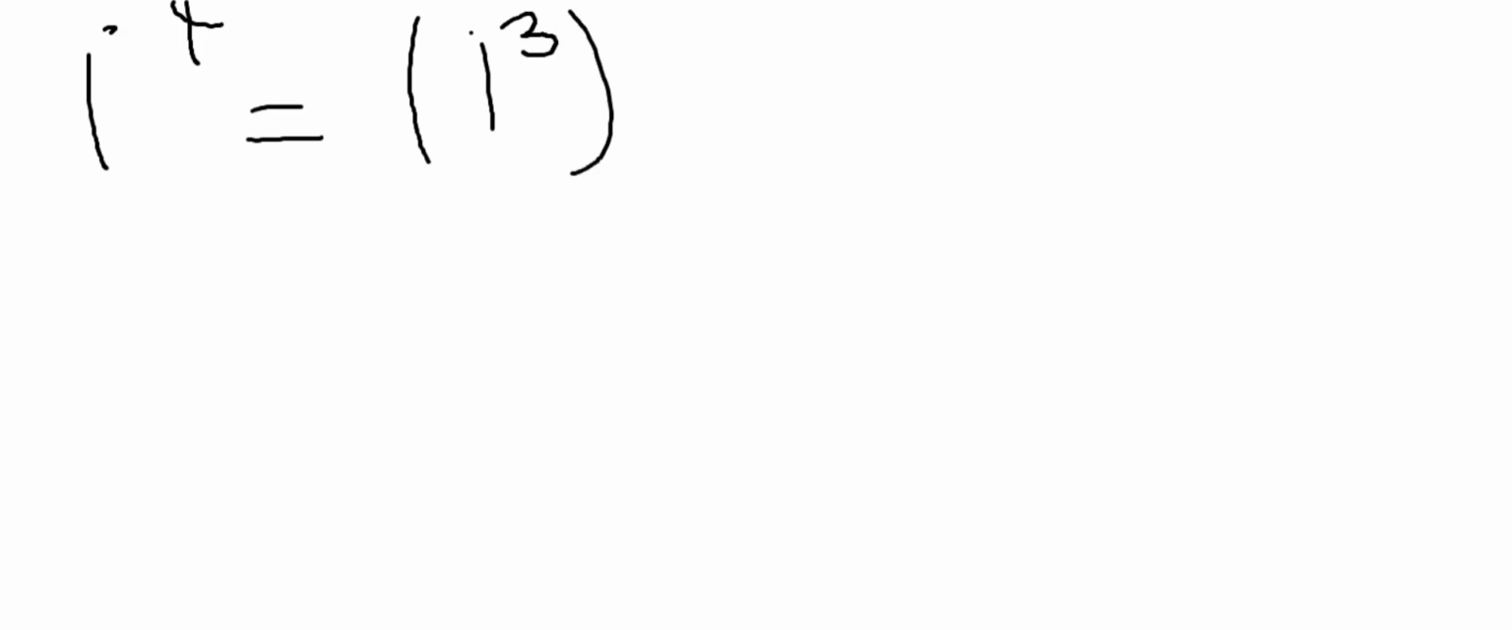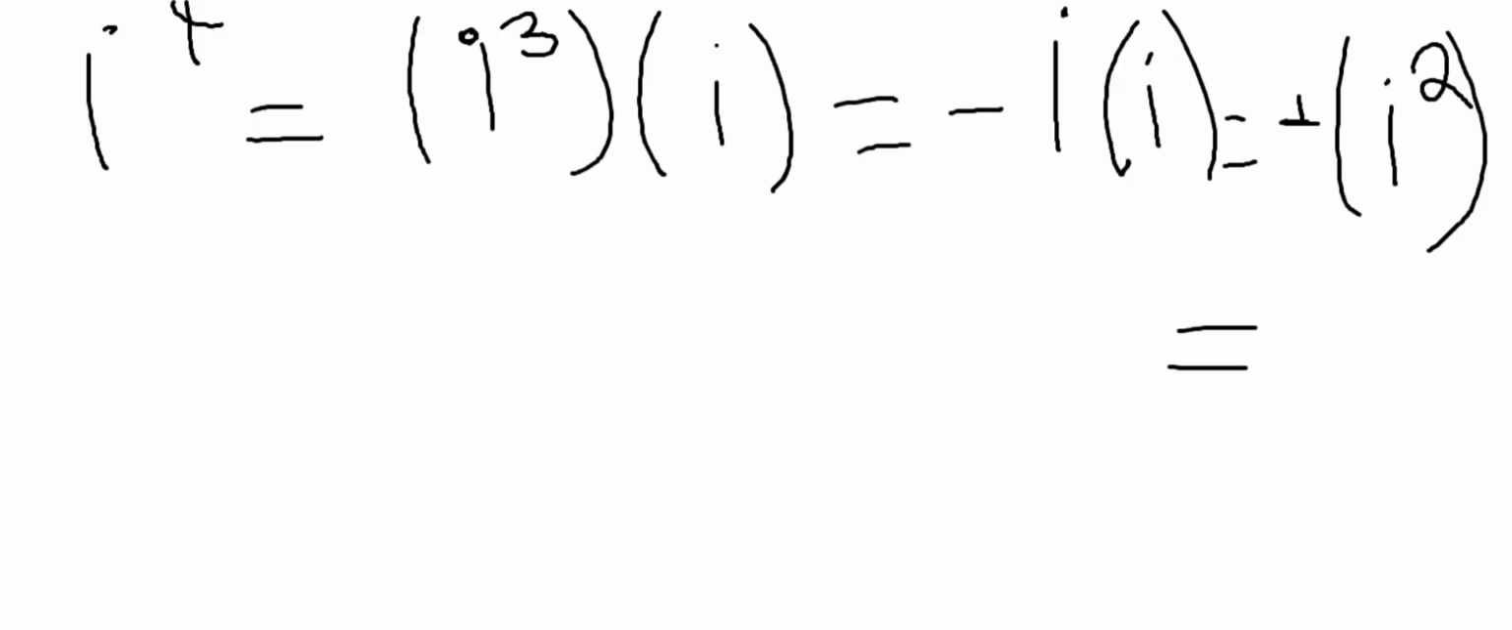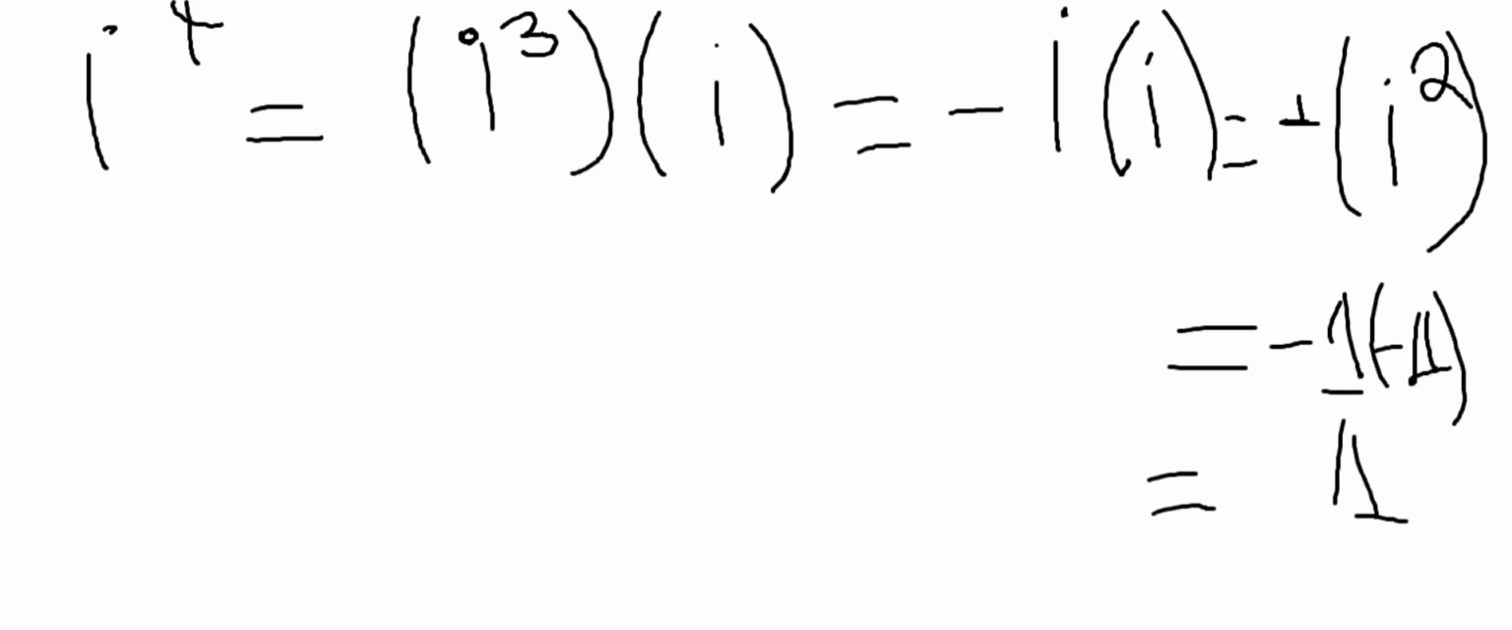So we have i to the power 4, which is equal to i cubed times i, just one and the same. We know that i to the power 3 is equal to negative i, and negative i times i equals negative i squared, which is just equal to negative 1 multiplied by negative 1, which is equal to 1. So we need to master especially this one, which is i to the power 4 is equal to 1.